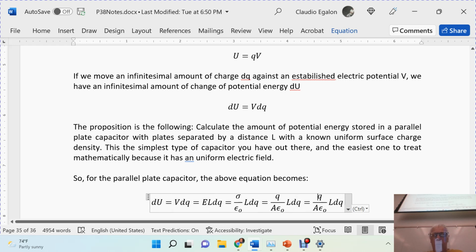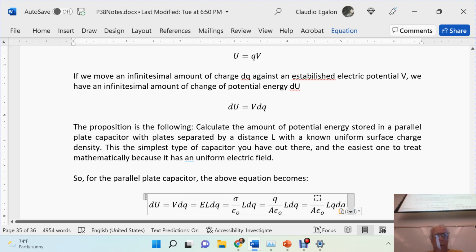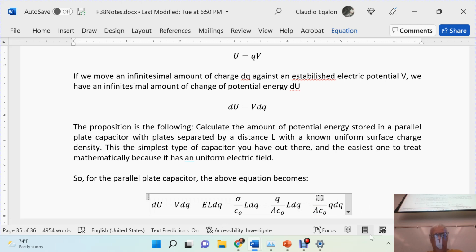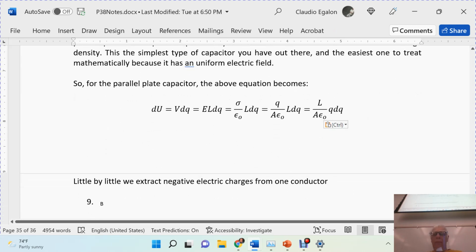I'm going to put this Q right in here, and this L right in here. Okay? If I integrate this equation, will I be able to solve it easily?